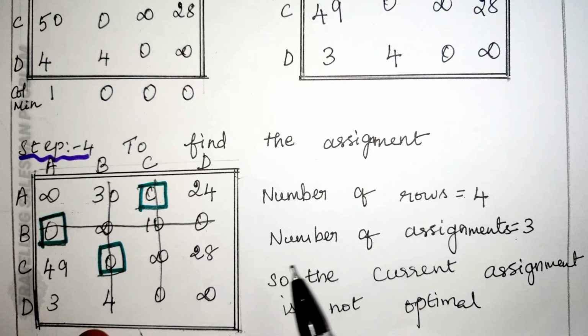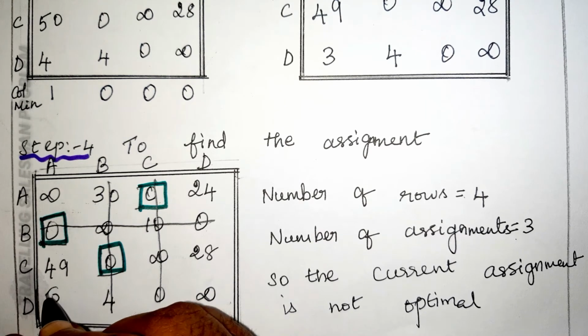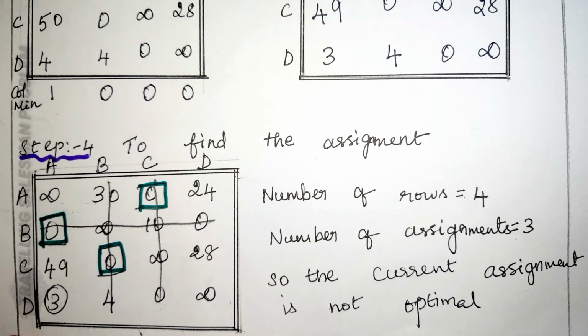Since the number of rows is not equal to the number of assignments, the current assignment is not optimal. To get the optimal solution, we have to find a new cost matrix. For finding the new cost matrix, we have to follow some procedure. We have to select the minimum value from the uncovered portion. 3 is the minimum element.